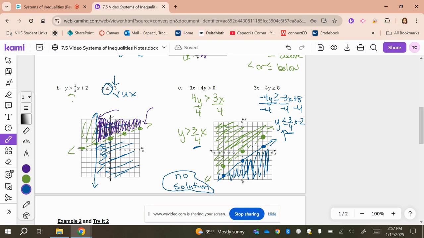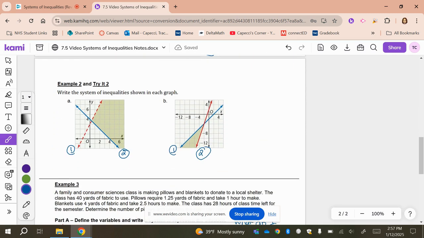And you have to make sure you remember to write that, not just the graph. You have to identify the fact that nothing overlaps. All right, let's take a look at the next one.